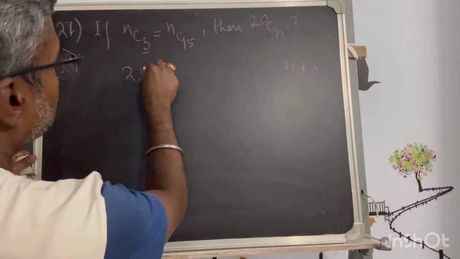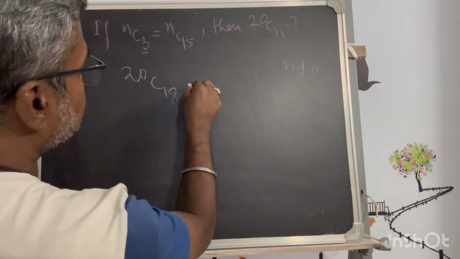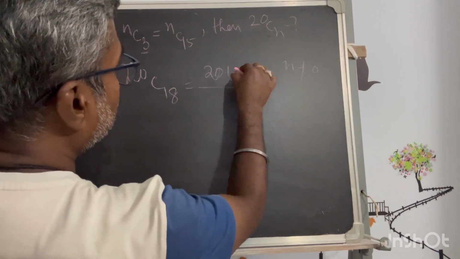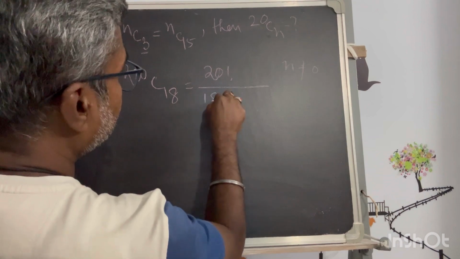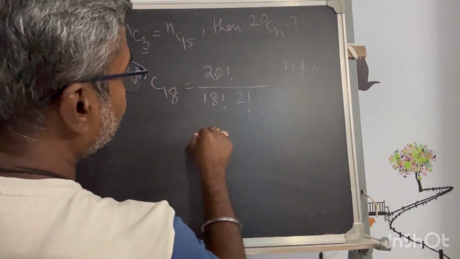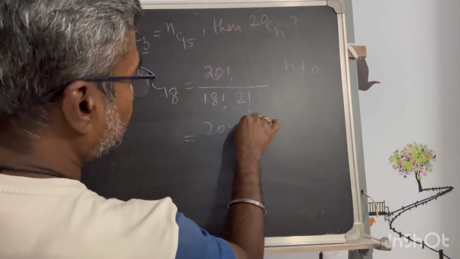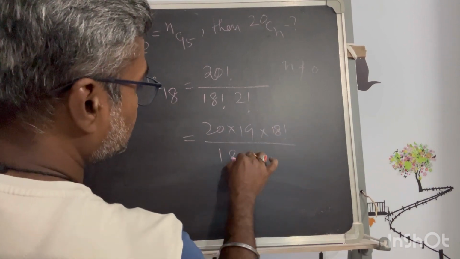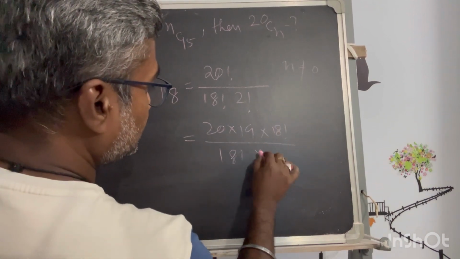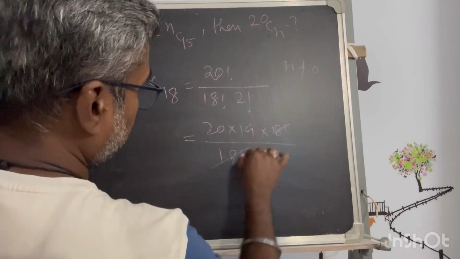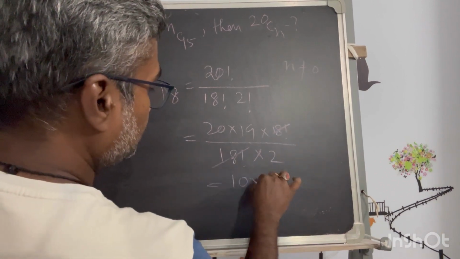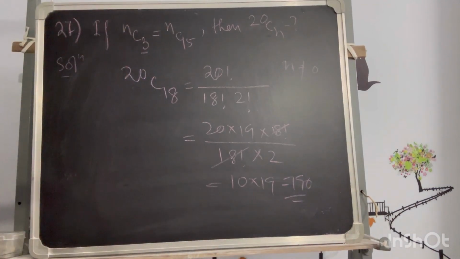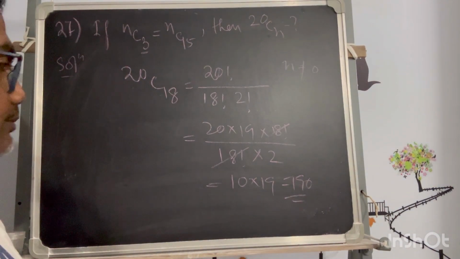So now we have to find this. It is equal to 20 factorial over 18 factorial and 2 factorial. If we expand it, 20 into 19, then 18 factorial will be cancelled with this, and this is equal to 2. So this is 10 into 19, which is 190, and that will be your answer. Okay.